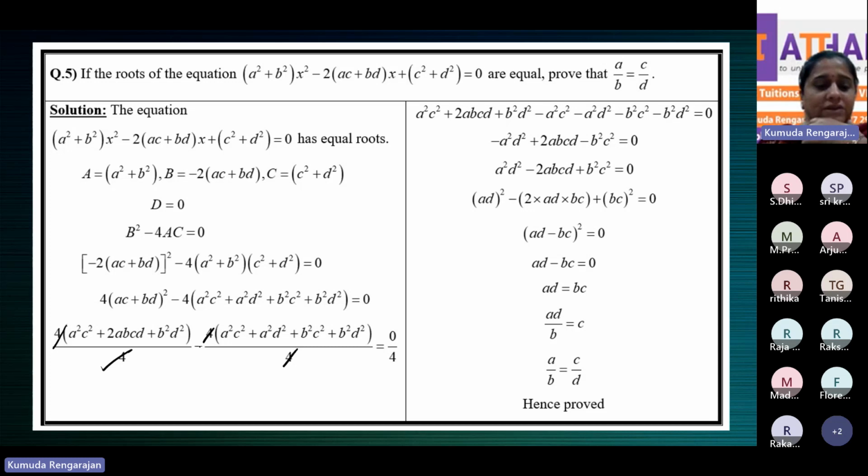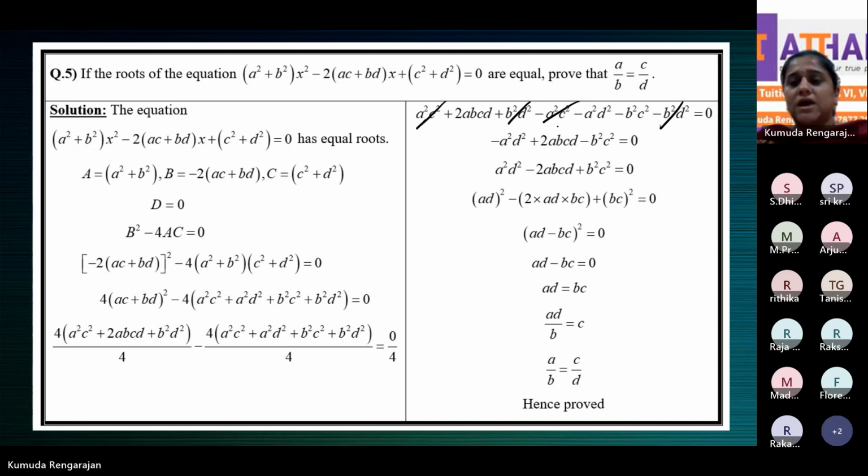Then this minus sign, you can see the minus sign here. Apply the minus sign to every term inside the bracket. Minus a square c square, minus a square d square, minus b square c square, minus b square d square is equal to 0. Then again, there are 7 terms. What happens? This one and this one get cancelled. And you're left with this one, and this one is equal to 0. Then we change the signs throughout.